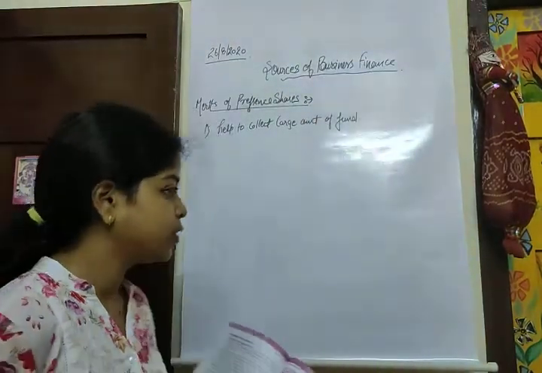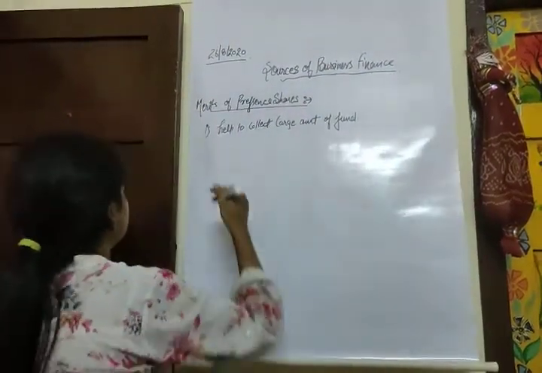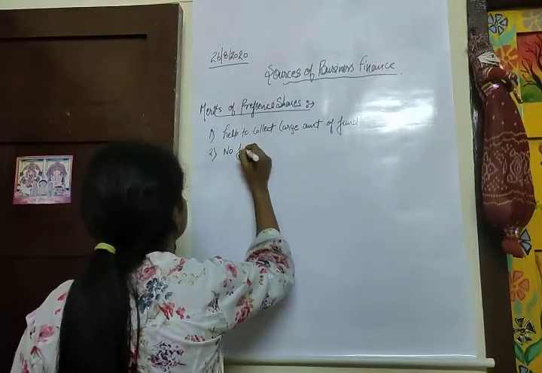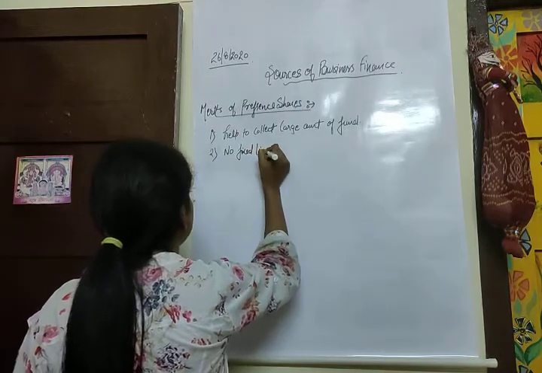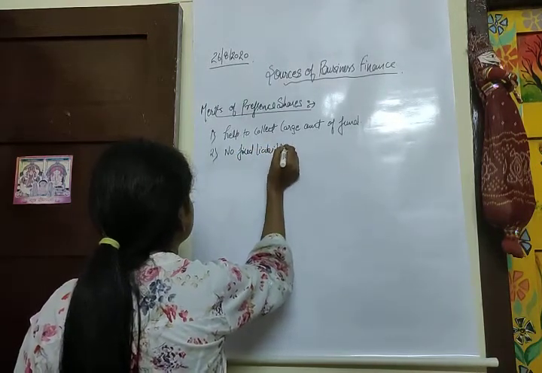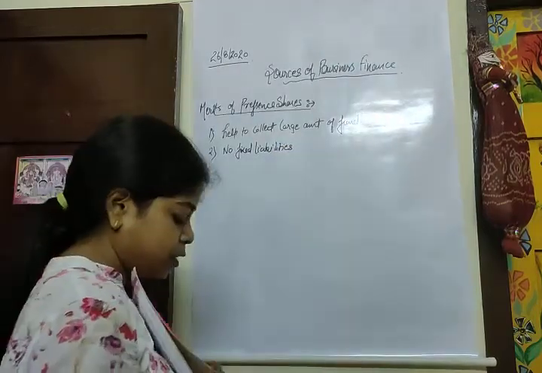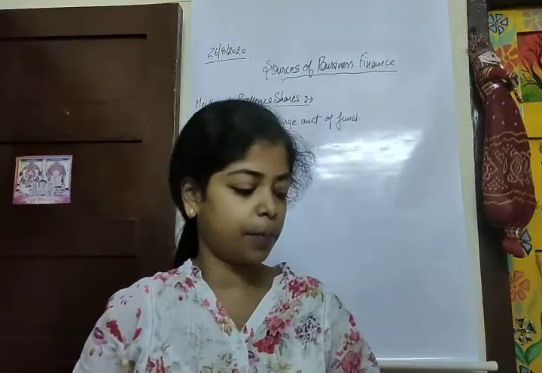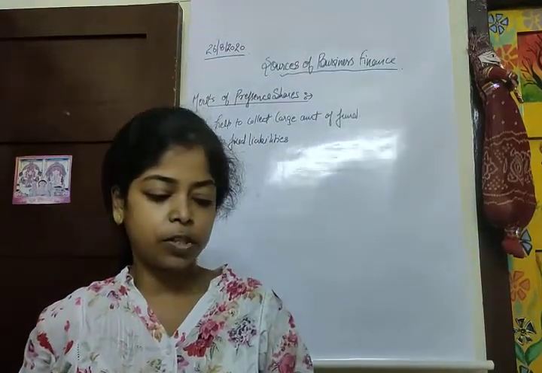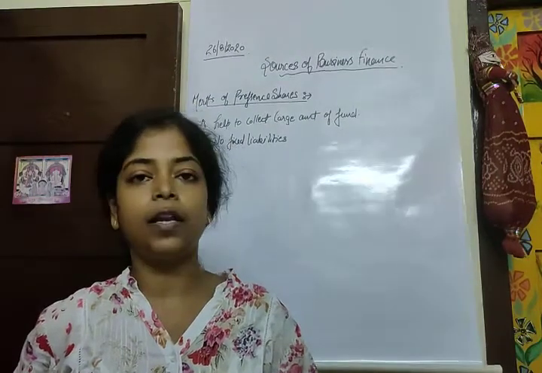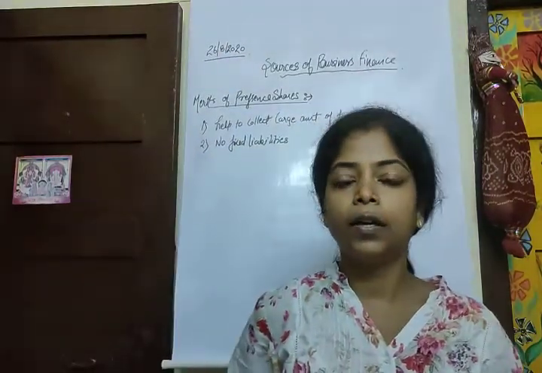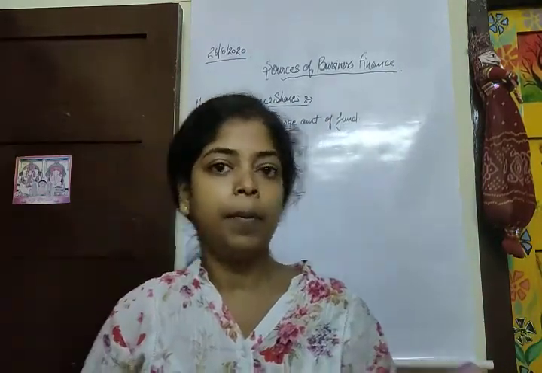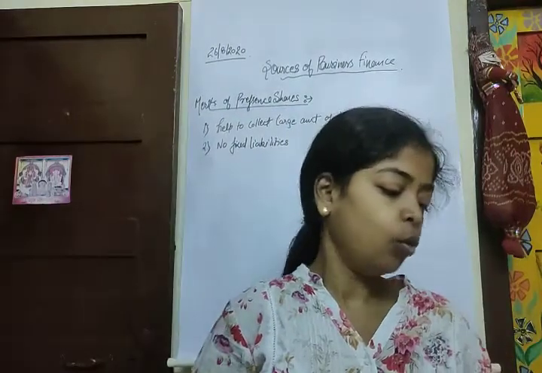Second is no fixed liabilities. There is no fixed liability for preferential shares. इनकी कोई भी फिक्स लाइबिलिटी नहीं होती है टुवर्ड्स द कंपनी. ठीक है, डिविडेंड ऑफ प्रेफरेंशियल शेयर होल्डर्स पेड ओनली व्हेन द कंपनी इज अर्निंग प्रॉफिट. केवल जब प्रॉफिट अर्न करती है कंपनी, ओनली ऑन दैट टाइम द डिविडेंड आर सपोज टू बी पेड टू द शेयर होल्डर्स, राइट.